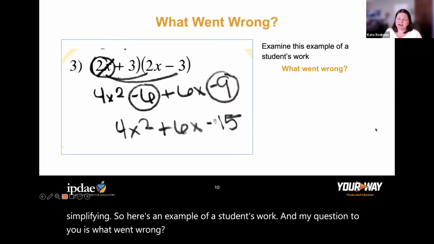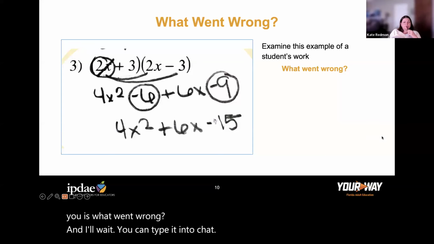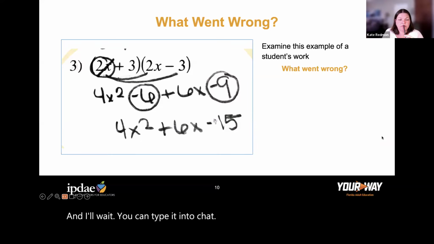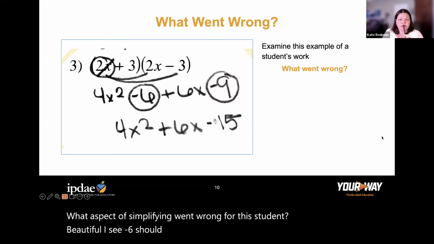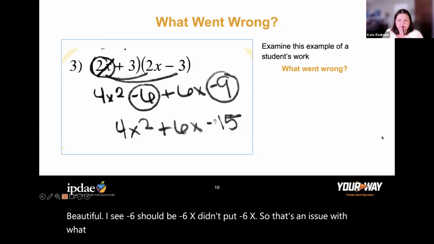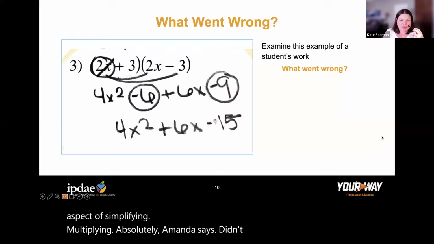No, wait, you can type it into chat. What aspect of simplifying went wrong for this student? Beautiful. I see -6 should be -6x. Didn't put -6x. So that's an issue with what aspect of simplifying? Multiplying, absolutely. Amanda says didn't FOIL correctly or didn't multiply binomials correctly.